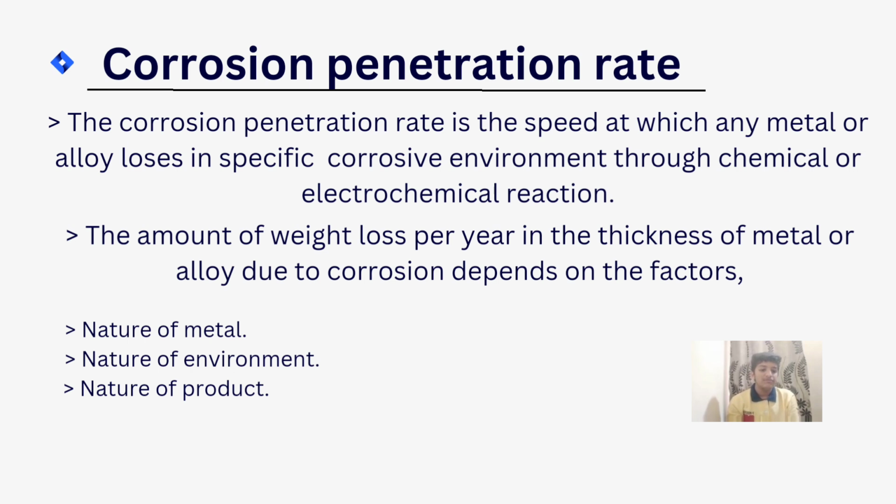Let's see about corrosion penetration rate. The corrosion penetration rate is also shortly called CPR. The corrosion penetration rate is the speed at which any metal or alloy loses material in a specific corrosive environment through chemical or electrochemical reactions. The amount of weight lost per year, in the thickness of the metal or alloy due to corrosion, depends on factors such as nature of metal, nature of environment, and the nature of product. So this is all about corrosion penetration rate.